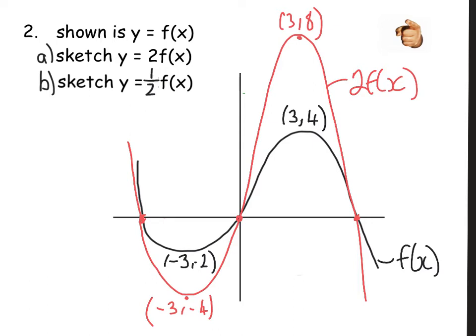So your turning point here will be at 3, 2, and I chose numbers that would halve, and your turning point for this one will be at -3, -1. So it's just going to look a lot shorter for this one, and actually a lot easier to draw. Okay, and I'm just going to label the green one as your half f of x.